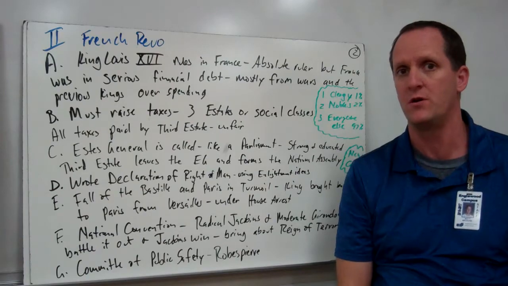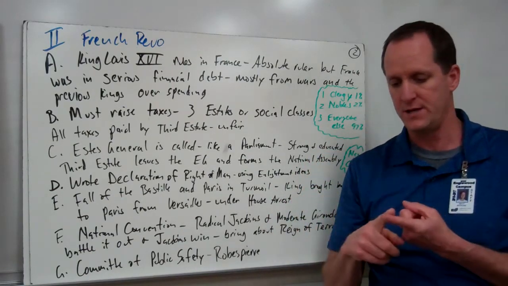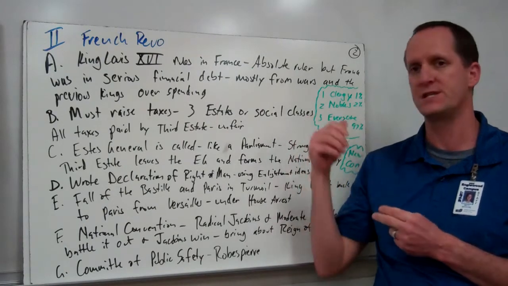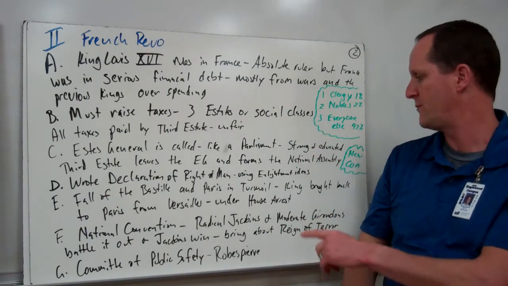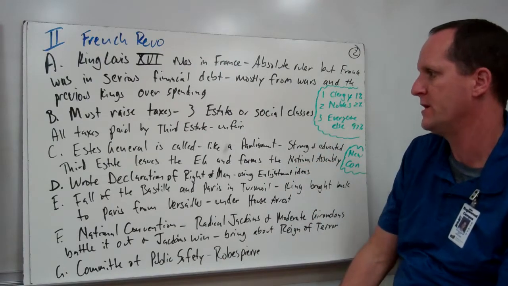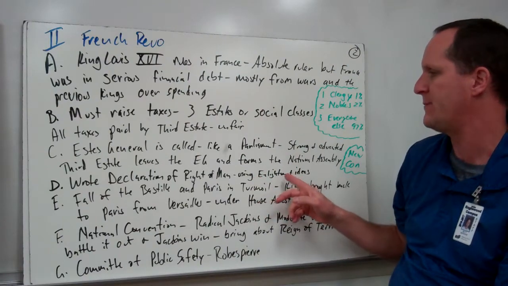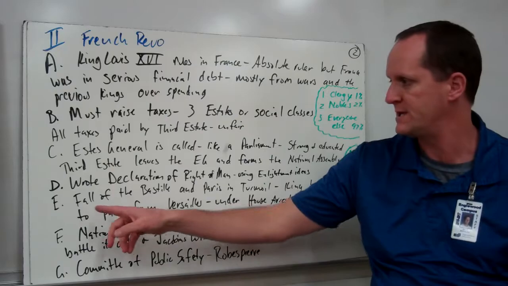So the Estates General is called, but the Third Estate said, we're done. We're not going to get to vote and have representation because the First and Second Estate will always outvote us. So we're just going to form our own government. And they called it the National Assembly. They wrote the Declaration of the Rights of Man using Enlightenment ideas. They started getting violent. It all wasn't nice.